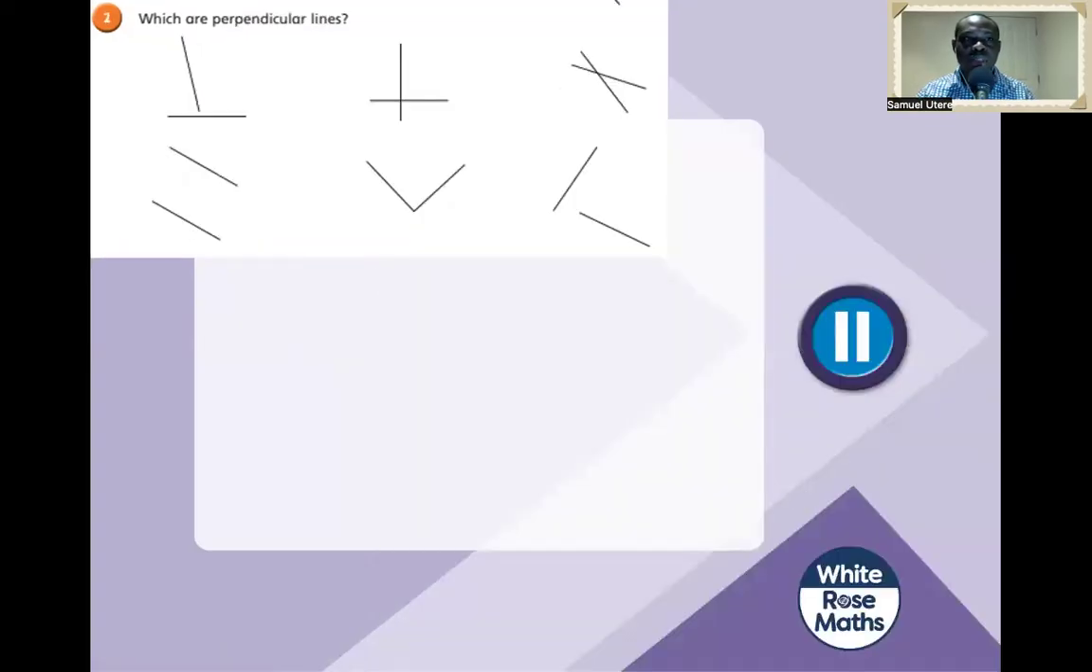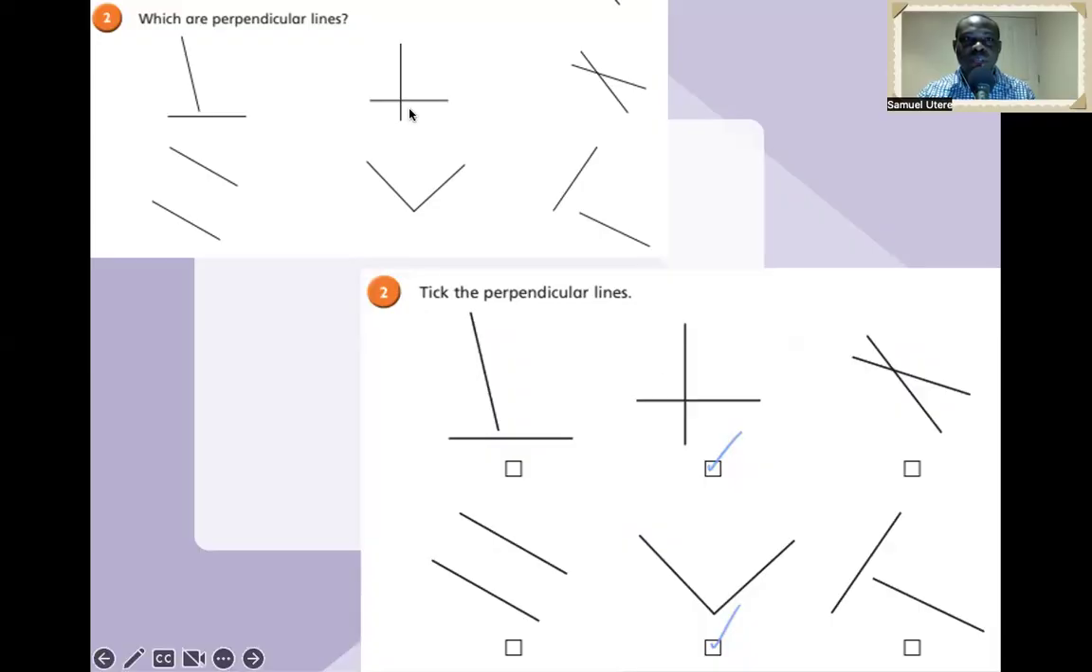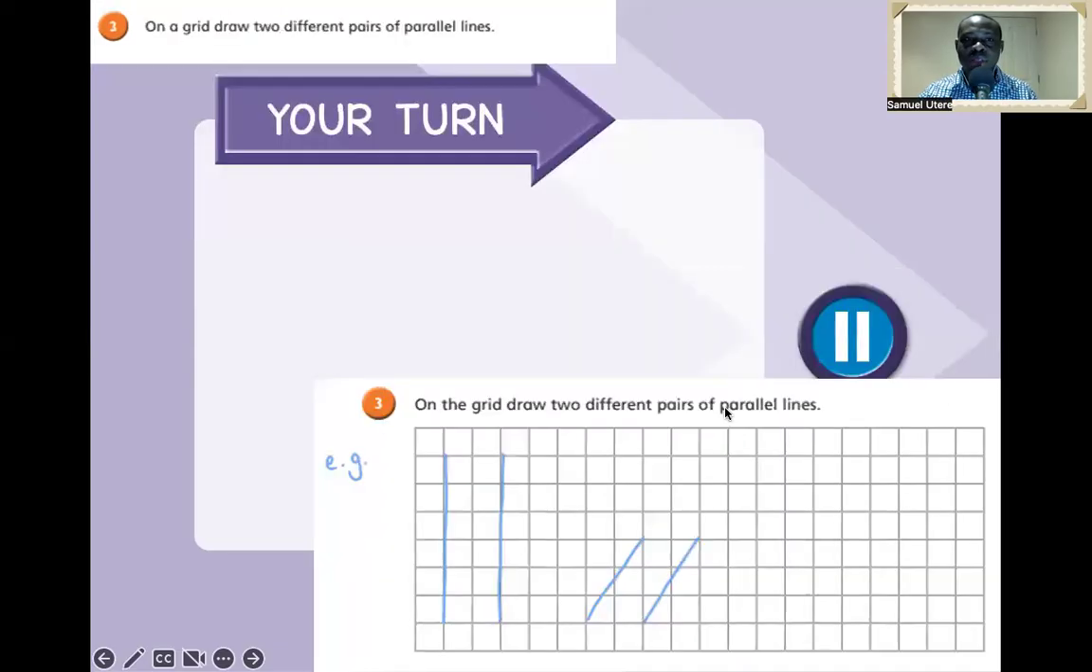Pause the video and answer question 2 in 1 minute. Assuming you've paused the video and you've answered question 2, here are the answers. We can see that these appear more perpendicular than the others by visual inspection. We don't need a protractor at this stage to verify it, but you may have used a protractor to verify this. So you may have screenshotted this sheet or printed it out so that you can have a practice. But these are the perpendicular lines.